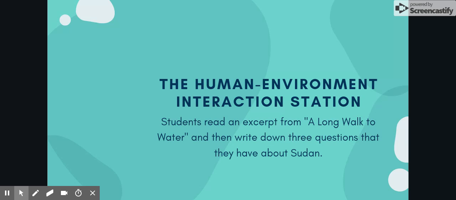At another station, students would read an excerpt from the novel A Long Walk to Water. If this was in a middle grade classroom, there's a chance that students could already be familiar with this story, but they would read that excerpt and then write down 3 questions that they have about Sudan now.